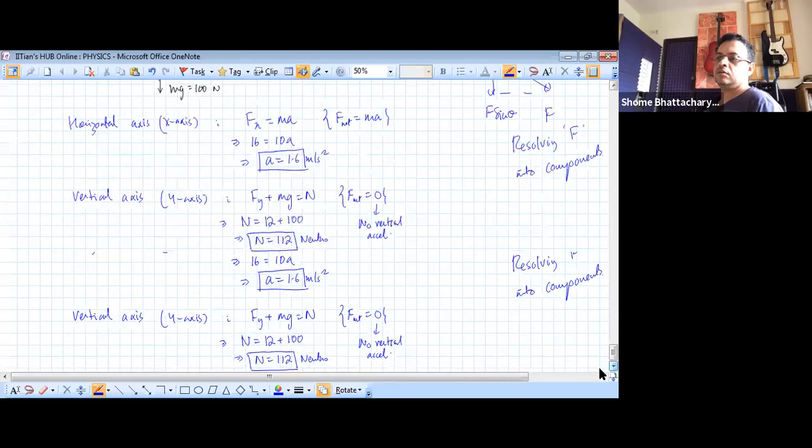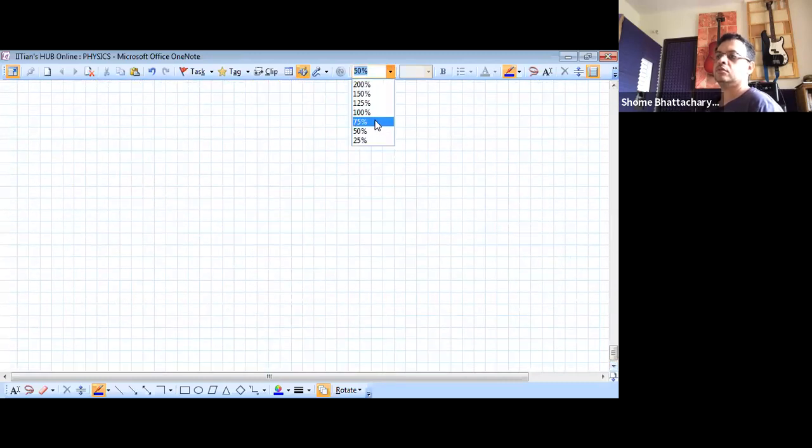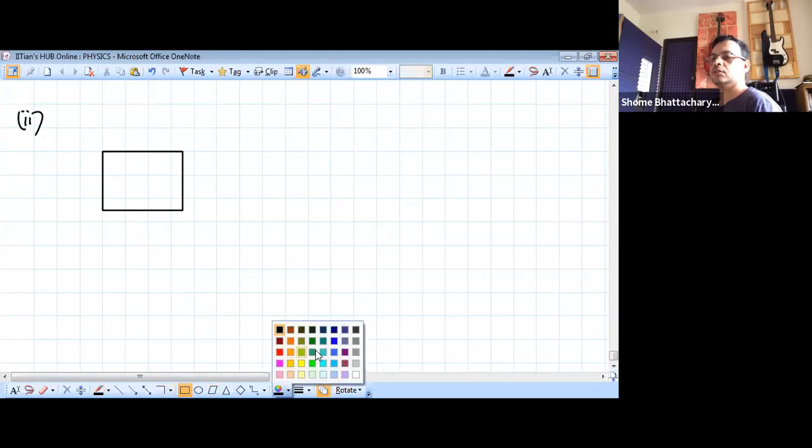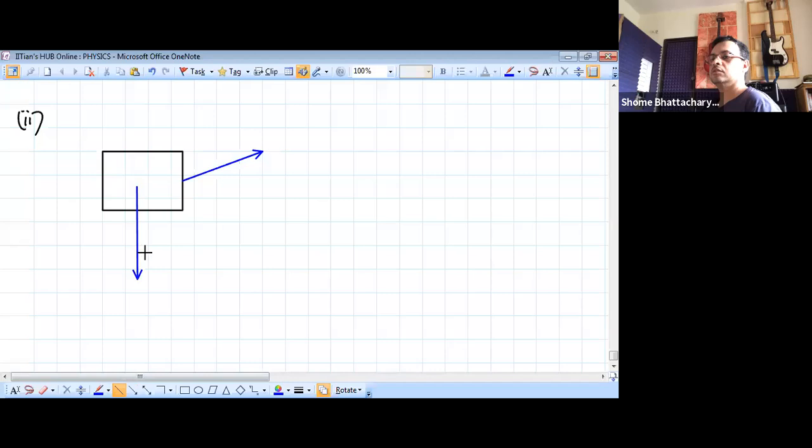Okay. So I'm just working it out here now. So in the second case, the actual forces acting on the body are the external force F, which is acting like this. Of course, weight, which is acting downwards, and normal reaction with which the floor is pushing the body.